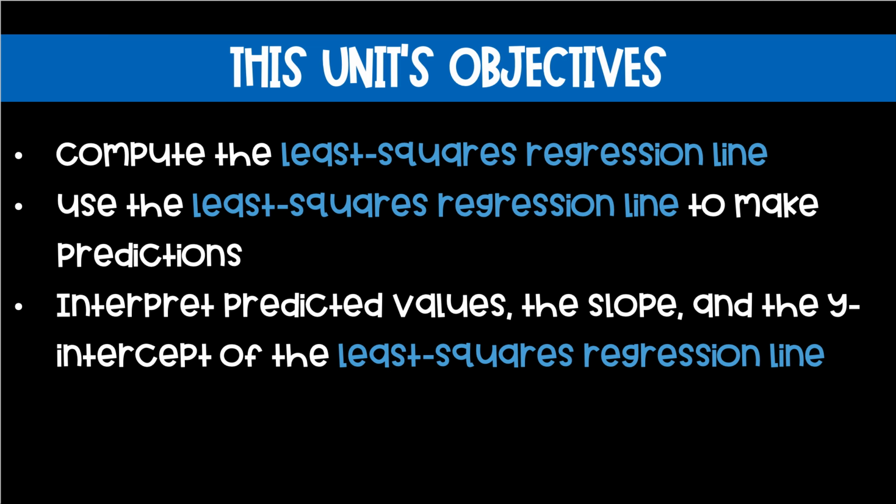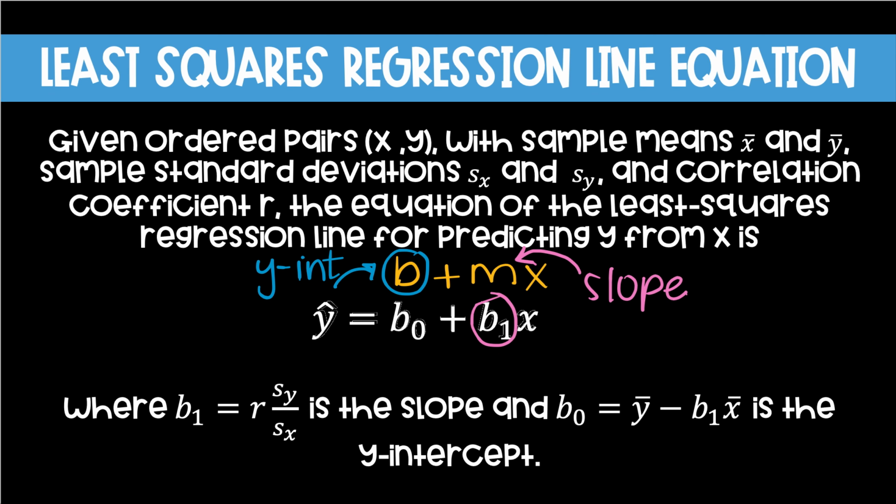I want you to first take a look at the least squares regression line equation. It's of the form y equals b sub 0 plus b sub 1 x. This is given a set of ordered pairs, which we're going to call the variables x and y. We have to compute the sample means for both the x values and the y values. We have to compute the sample standard deviations for both the x values and the y values. And from the previous section, we learned how to compute the correlation coefficient r.